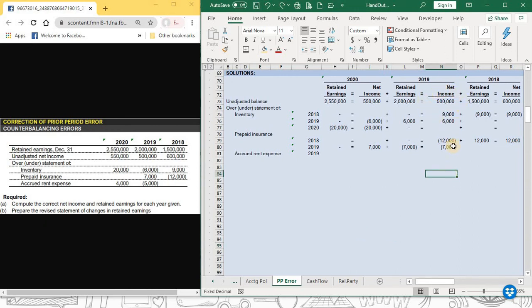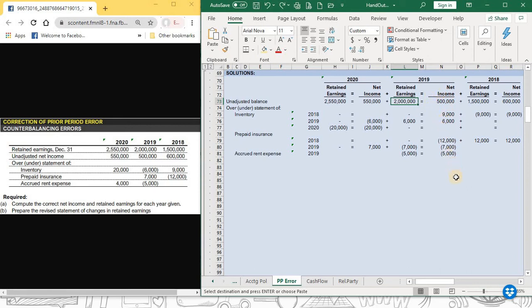So in order to correct the overstatement of the 2019 net income by 5,000 pesos, we need to deduct 5,000 pesos from the 500,000 2019 net income. And consequently, there is a deduction from the 2 million retained earnings also of 5,000 pesos, because the 2 million retained earnings is also overstated by 5,000 pesos, since part of the 2 million is the 500,000 2019 unadjusted net income.